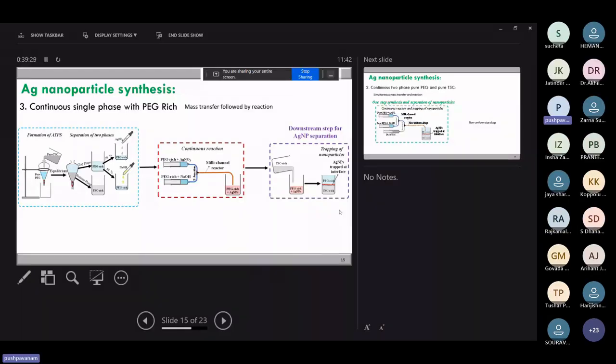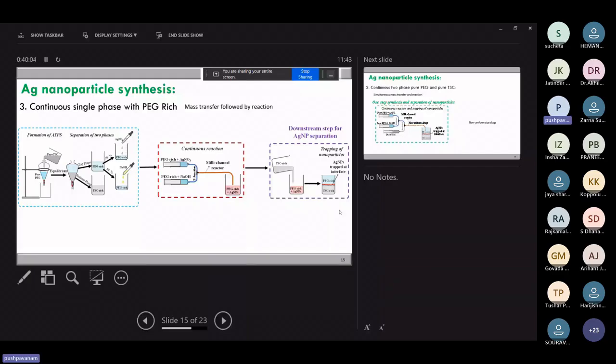I have not added any silver nitrate so far. Now I will add the silver nitrate and the sodium hydroxide. These are my reactants, both in the PEG-rich phase. I add them to my millichannel, the reaction takes place, and then I add the trisodium citrate and do the trapping. So the difference is I'm using the PEG-rich, equilibrated solution, not the pure PEG. So what is the difference?